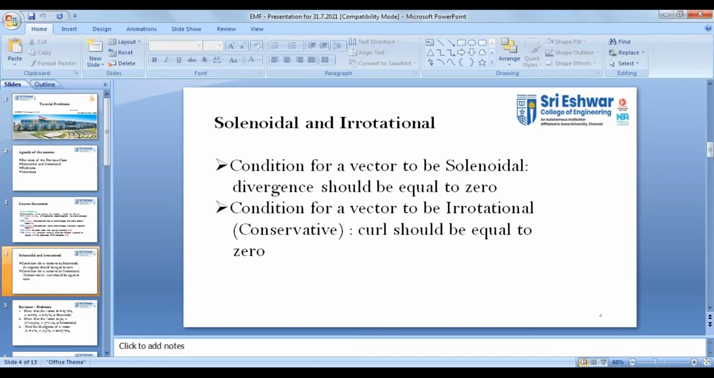its mathematical definition, along with solenoidal, that is, the condition for a vector to be solenoidal is divergence equal to 0. And it's also about the irrotational, where the curl should be equal to 0, and it is also known as conservative. So then we had a few homeworks, sir. That's all about the last class.